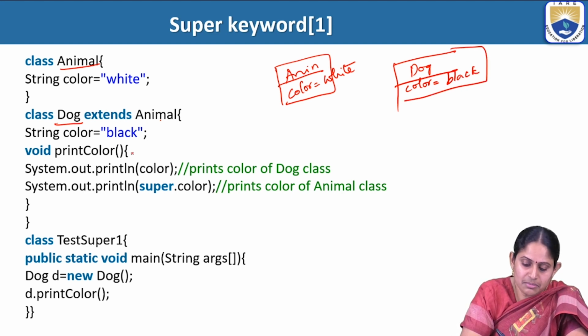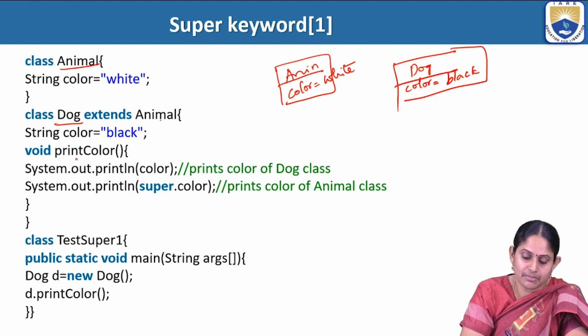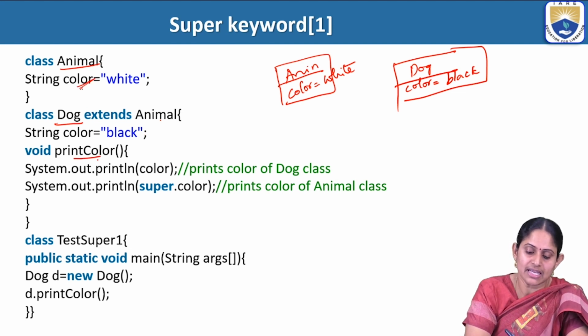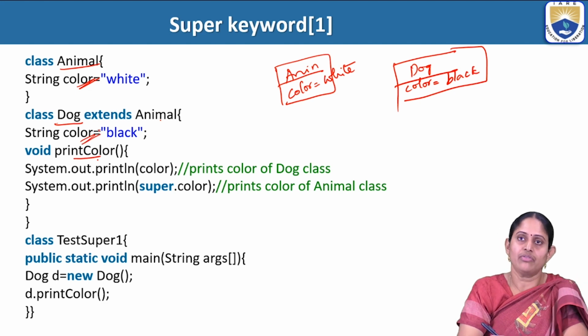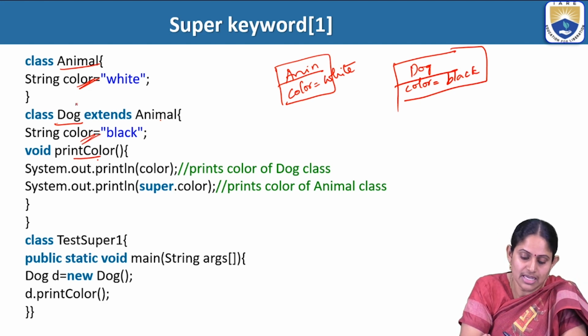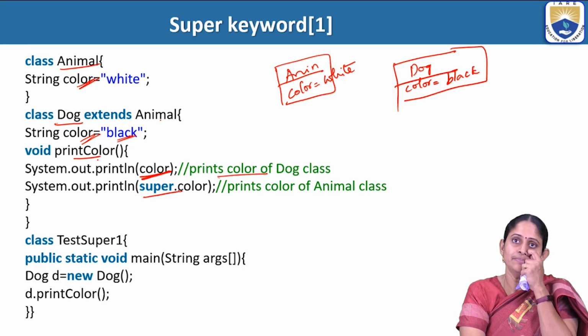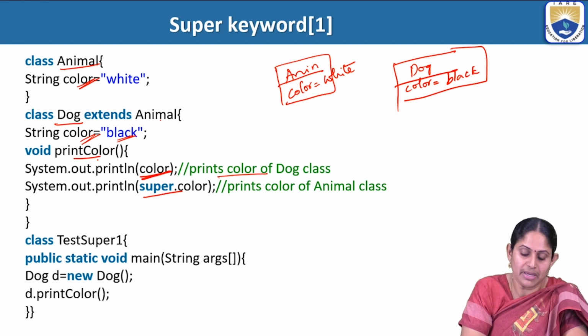Now from the printColor method, you have to invoke the parent class color as well as its own color. To access the instance variable of the child class, you can simply call color. When you display that value, it will give black. It will print the dog class color. Now in the second case, we are invoking the parent class color variable. You have to make use of the super keyword to invoke the parent class instance variable. So super.color will print the color of the animal class, which is white.